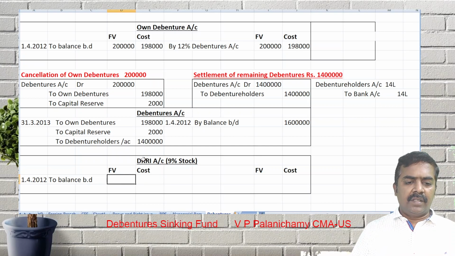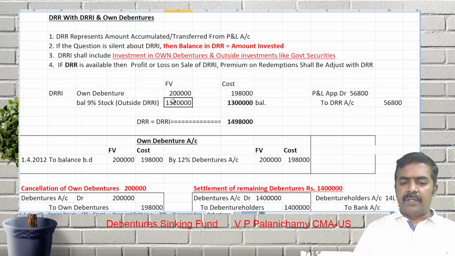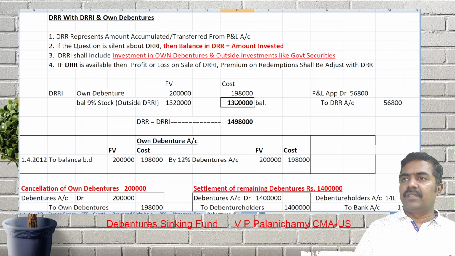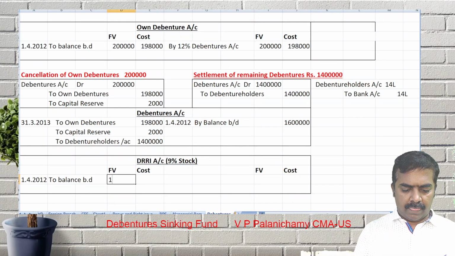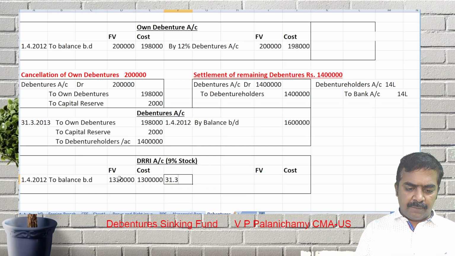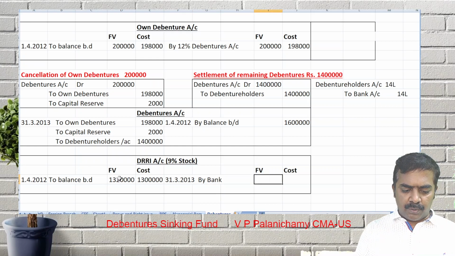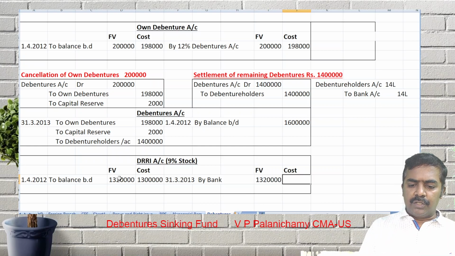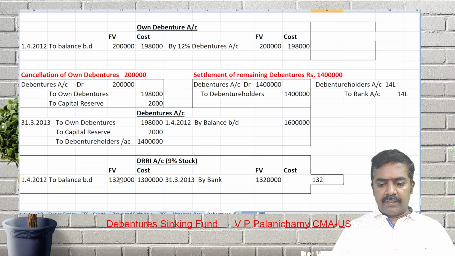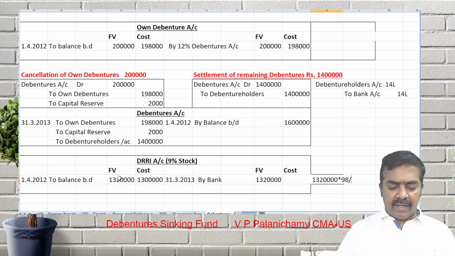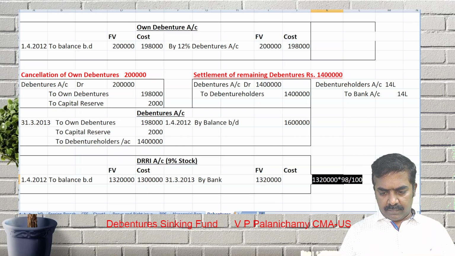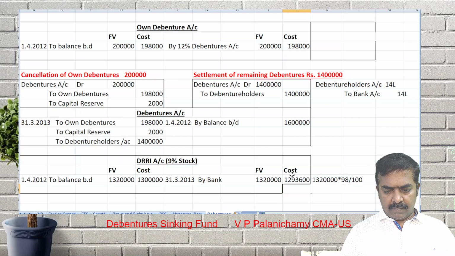DRRI அக்கௌண்ட்ல பாருங்க எவ்வளோ ஃபேஸ் வேல்யூ இருக்கு, இப்போதானே ஒர்க்கிங்கே பண்ணியிருக்கோம், 13,20,000. அதோட காஸ்ட் எவ்வளோ? 13 lakhs. சேல் பண்றோம் 31st March 2013 அப்போ சேல் பண்ணியிருக்கோம். By bank face value sold is 13,20,000. It is sold for என்ன சொல்லியிருக்கான்? 98 ன்னு சொல்லியிருக்கான். 13,20,000 into 98 by 100. The balance will be a loss that will be adjusted against debenture redemption reserve.